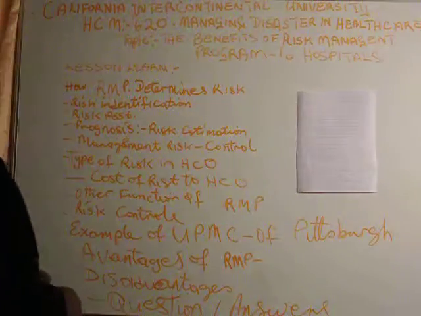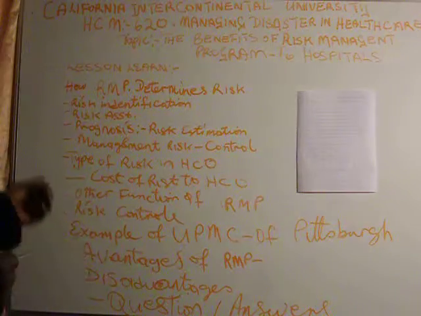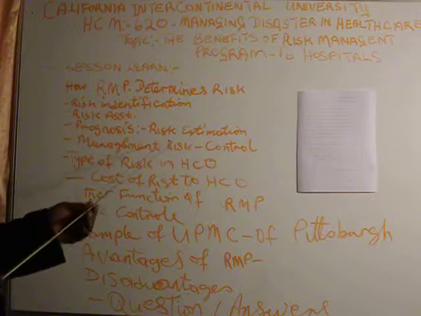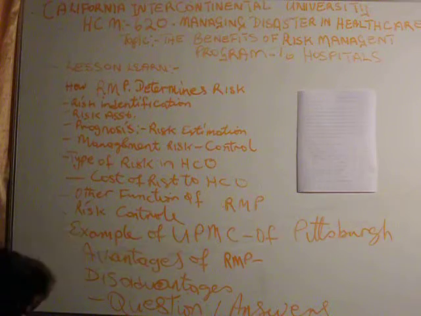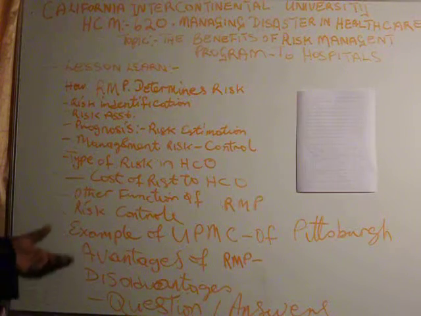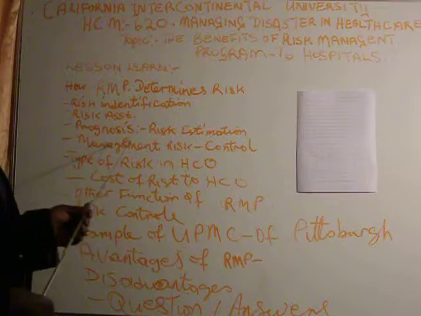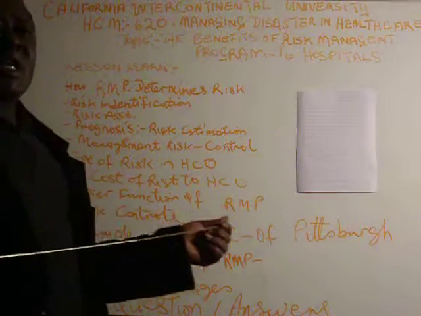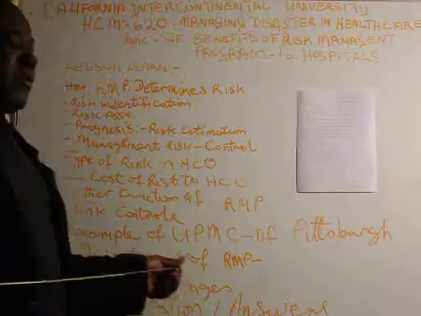They determine the risk by identifying the risk. The next thing is prognosis. That's to estimate the risk, the effect of the risk on the patient and on the entire organization. Then you have managing the risk, which is exactly how the risk manager controls the amount of risk.